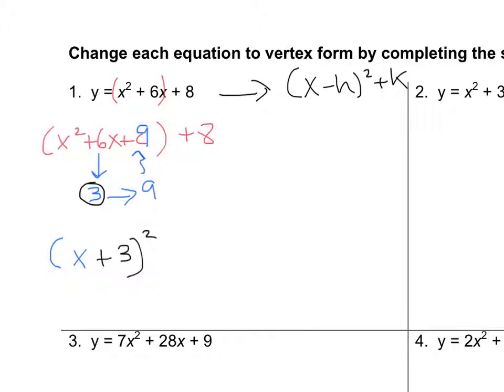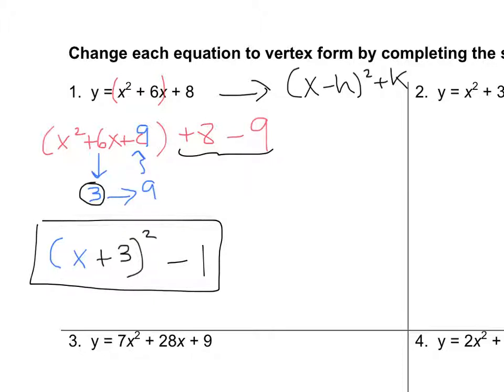By subtracting a 9 on the outside. So since you added a 9, you need to balance that out by subtracting 9. So now, 8 minus 9 is a negative 1, and that is my vertex form. (x plus 3) to the power 2 minus 1. That's my vertex form. I just changed my standard form to my vertex form.